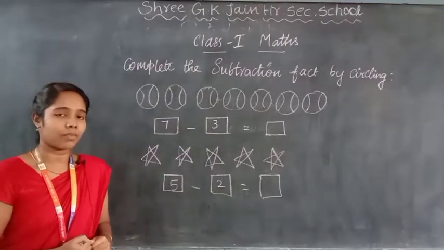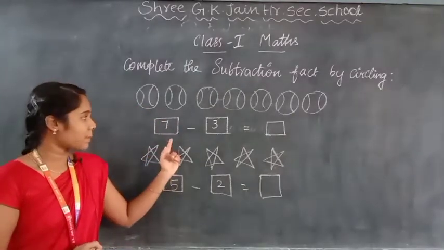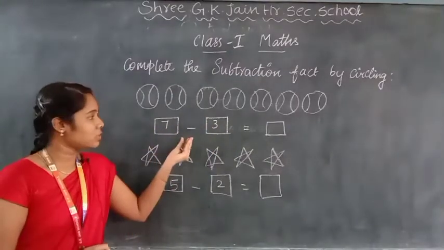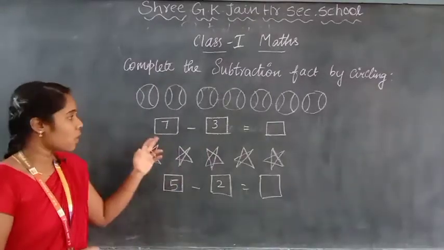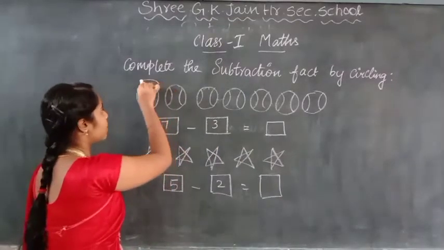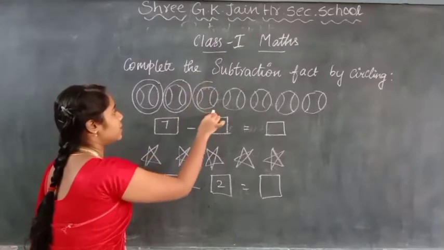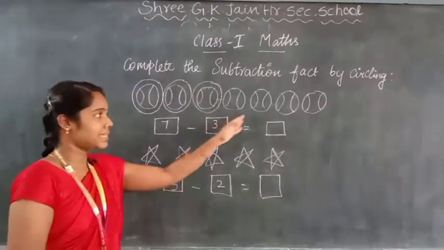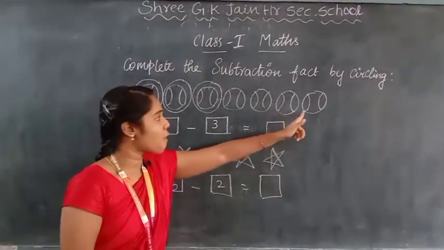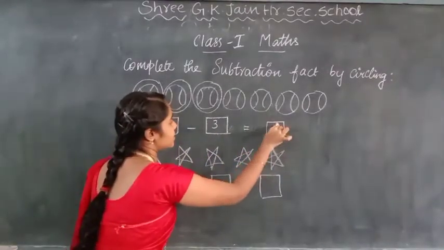How to find out? The first method is subtraction by circling. Out of the 7 balls, how many balls are we going to take away? We are going to take away 3 balls, so I am going to circle the 3 balls. 1, 2, 3. Okay. So how many are left? Shall we count? 1, 2, 3, 4. So how many are left? 4. So that is the answer, right?